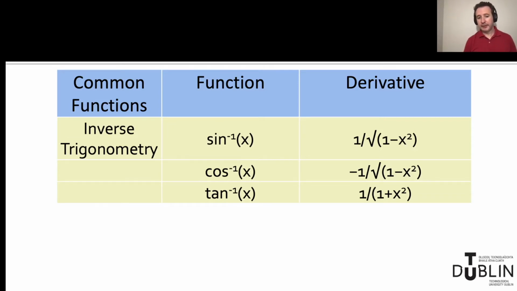And then more complicated functions like the inverse function of sine x. The derivative of that is 1 over square root of 1 minus x squared, and likewise for cos x. But all of these are in the log table book. They're all just different rules you have to learn or at least look up.